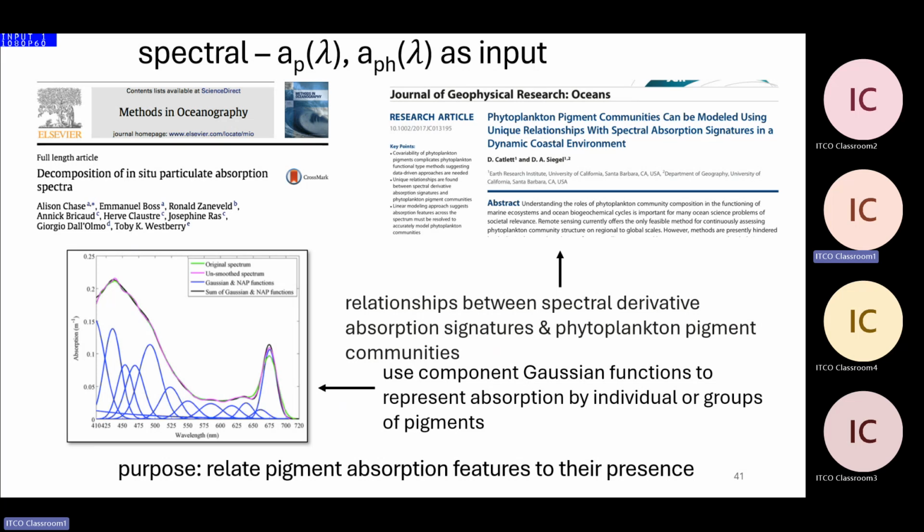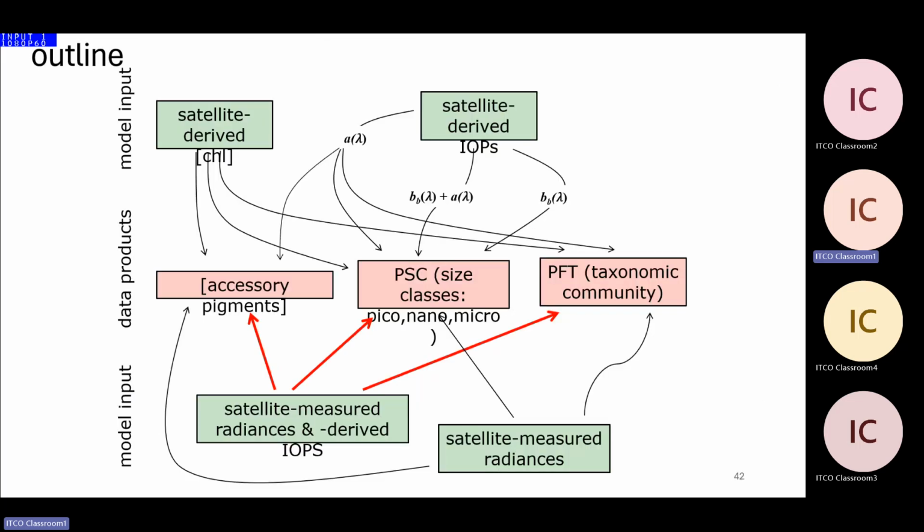Another pathway, developed by Alice and Chase, is you try and create a model based on a bunch of Gaussian bands, which are then related to different pigment concentrations. And you run essentially a spectral matching until your observed absorption spectrum matches your Gaussian model. And the magnitude of those different Gaussians, where they're spectrally placed and their width tells you something about what pigments are present.